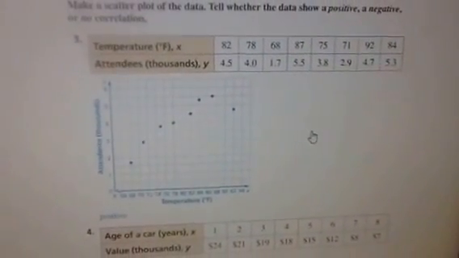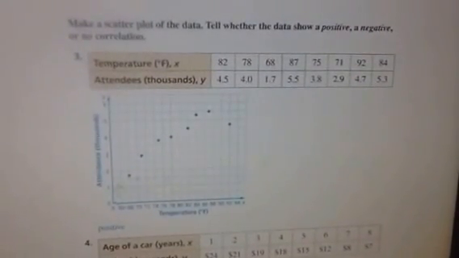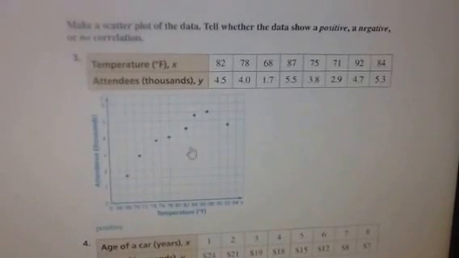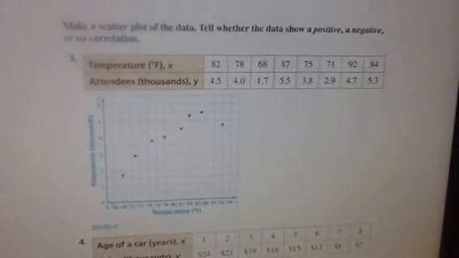But once you do that, you would need to describe, is it a positive, negative, or no correlation? In this case, it's going up from left to right, so it would be a positive correlation.